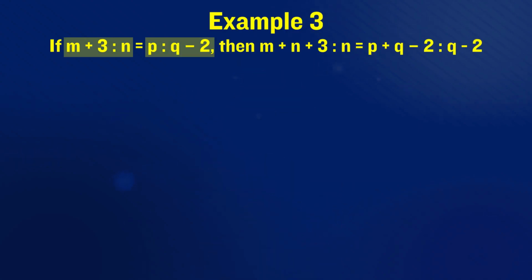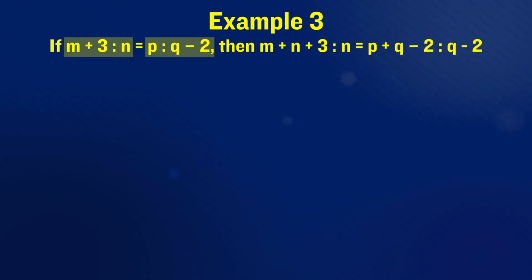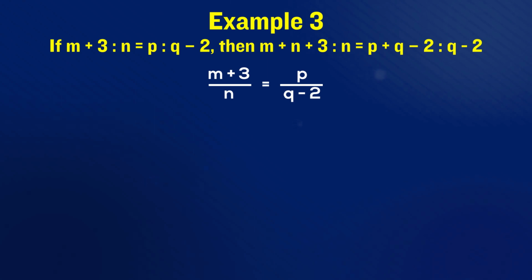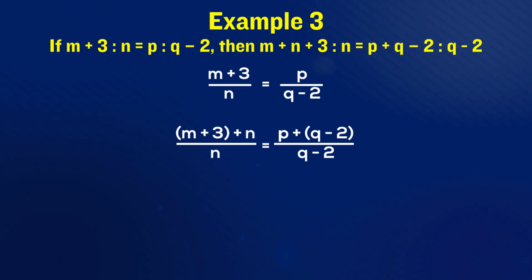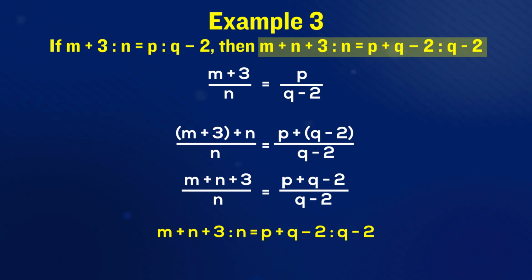These two ratios are given and we need to get this part. First, write these ratios as fractions. Now, remember the shortcut to apply the componendo theorem? Add the denominator to the numerator in each fraction, like this. Simplify this to get m plus n plus 3 upon n, and at this side we have p plus q minus 2 upon q minus 2. If you convert it into a ratio, you will see that you have proven what you had to.